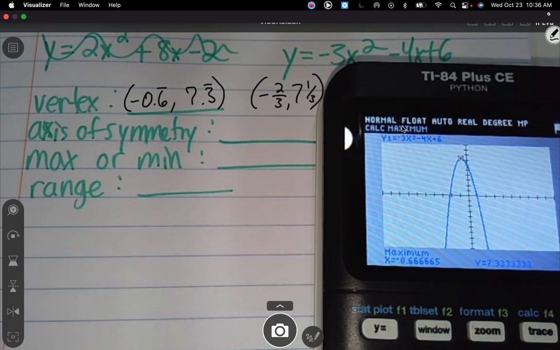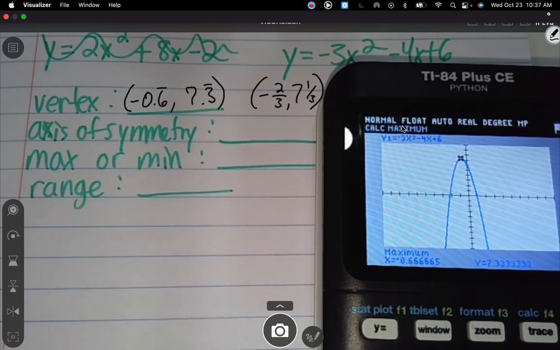Mine says negative 0.2. So something happened. How do they get them different than us? Tyler's is different. It's not repeating on Tyler's. Negative 3x squared minus 4x plus 6. Tyler, what number did you get? It's the same number, but you didn't press maximum, because it still says guess. Once it says maximum, it's good. Now I'm going to write it down on my paper.